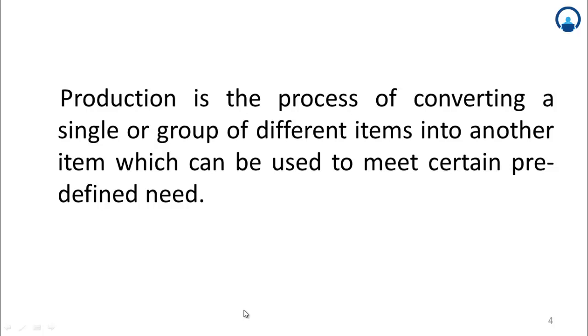Now, why do I say a single or a group of different items? The fact is that in order to produce something, a certain good or service that is useful, you need certain raw materials. These raw materials are converted into different forms, and finally you get an end product. So you may have one raw material or two different kinds of raw materials or even many more than that. And that's why it is said to be a process of converting a single or a group of different items.